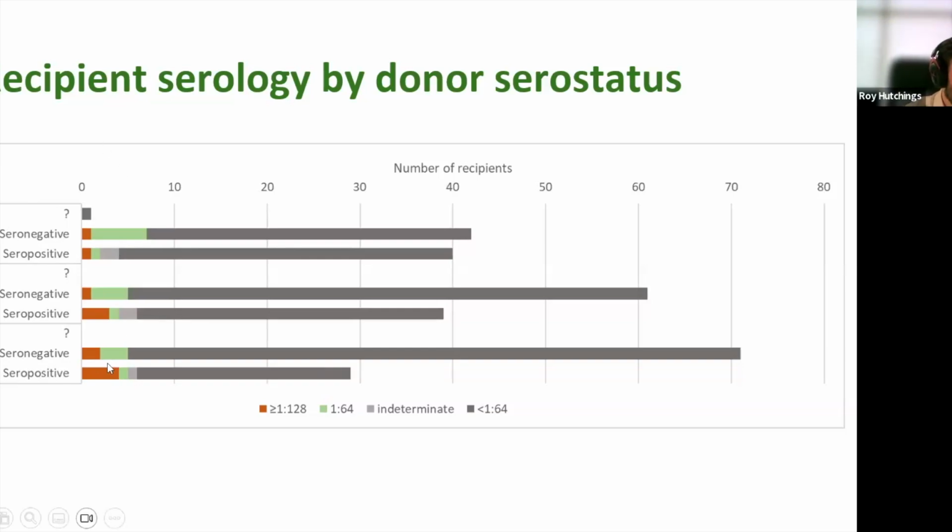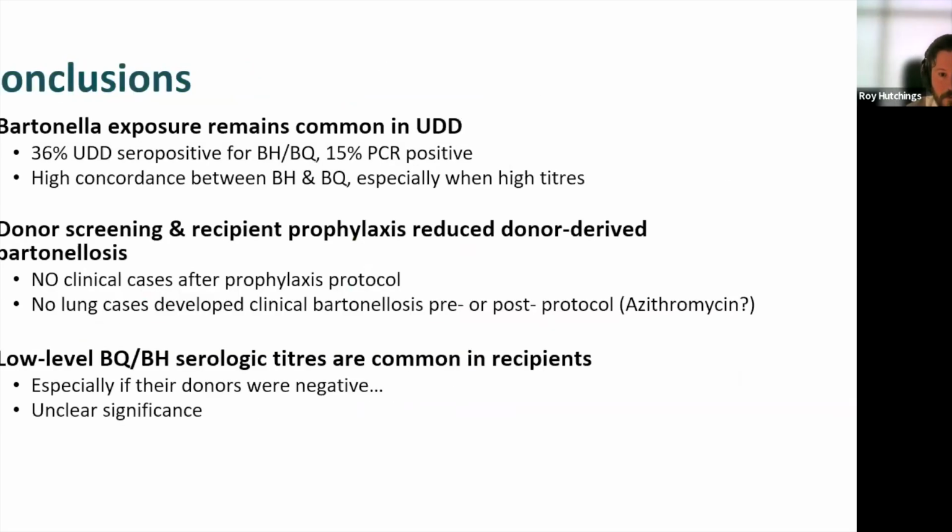However, the higher serologic titers that we would consider to be more convincing of exposure to infection occur more commonly in the recipients of seropositive donors, as we would expect. So this low-level positive 1 in 64 is of unclear significance, especially if it's going to be more positive in those that aren't exposed.